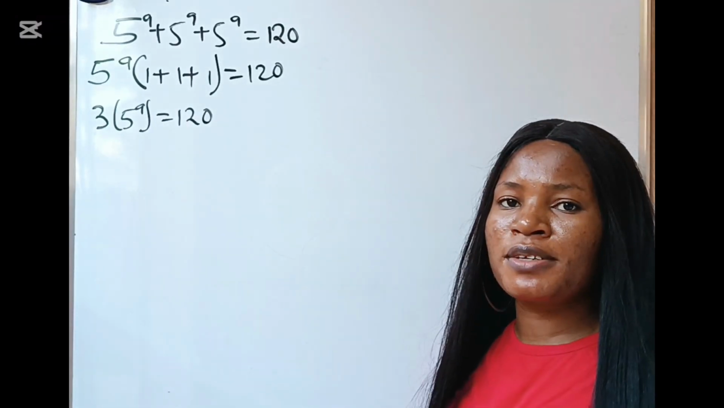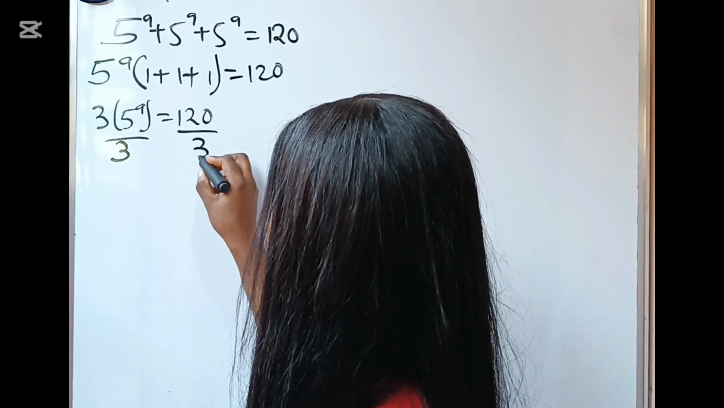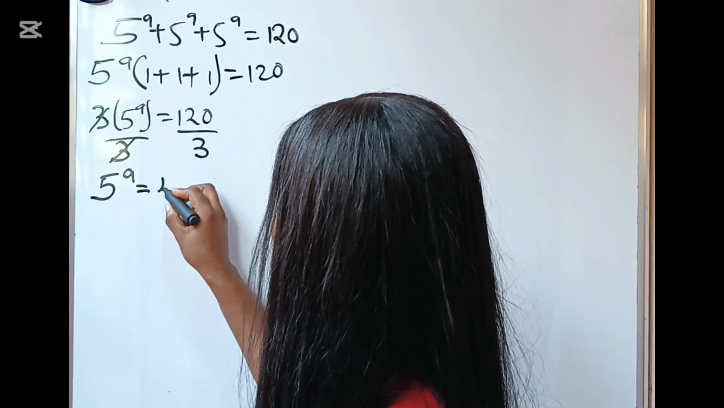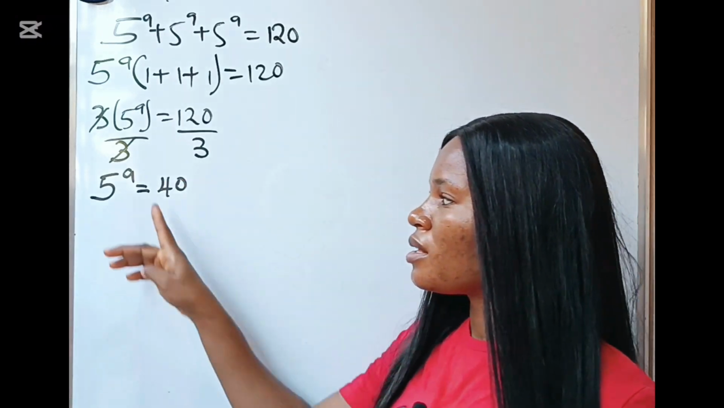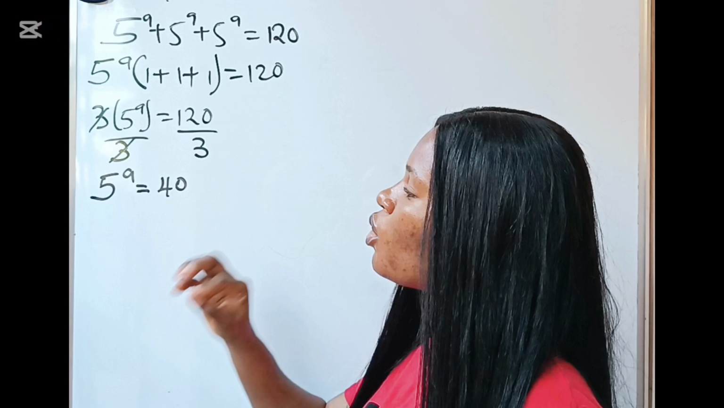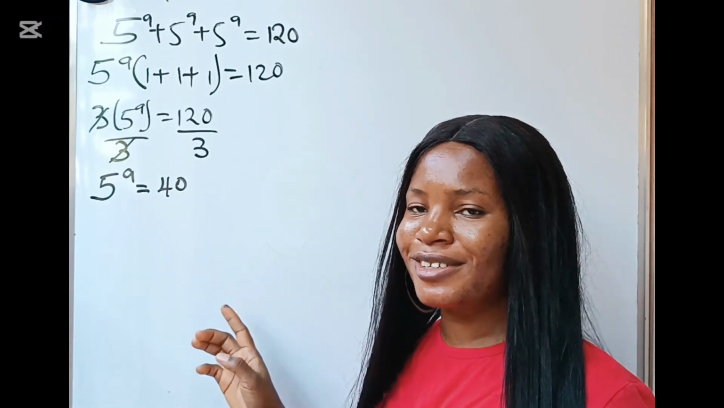Now let's divide both sides of this equation by 3. So we divide by 3 and divide by 3. And we have that 5 to the power of a is equal to 40, right? Now you notice that the power is our variable. Therefore, the only way to solve it is to introduce log to both sides of the equation, okay?